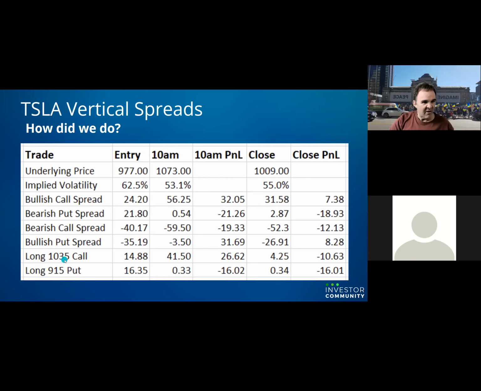Okay, so back to this long call. At 10 o'clock, really nice profit. If we hung on to the close, we actually lost $10.63, right? Which is $1,063, that loss there.